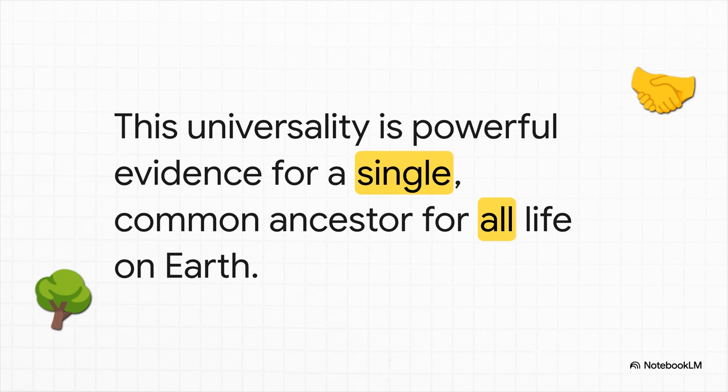I mean, why would a tiny bacterium and a giant elephant share the exact same genetic dictionary? The most compelling, really the only, explanation is that we all inherited it from a single, common ancestor way, way back in the history of life on this planet. We are all, quite literally, reading from the same ancient book.